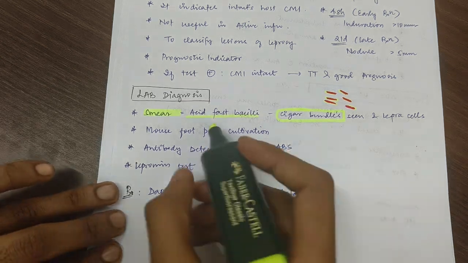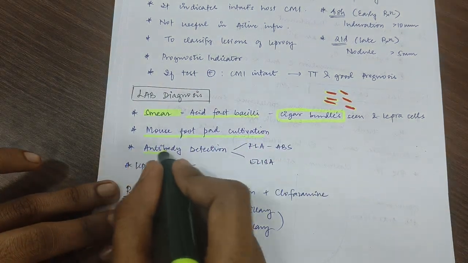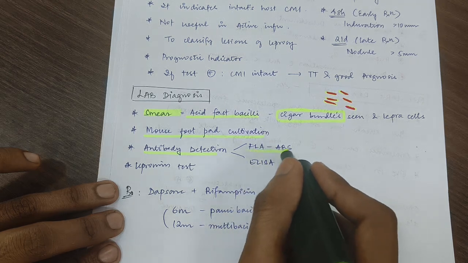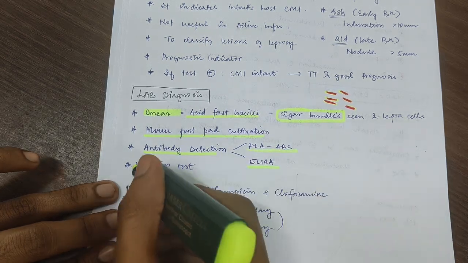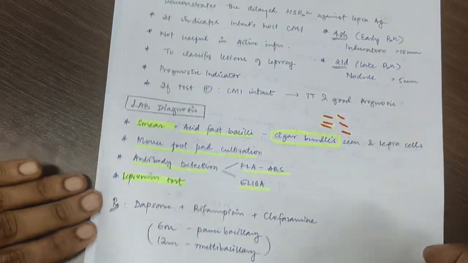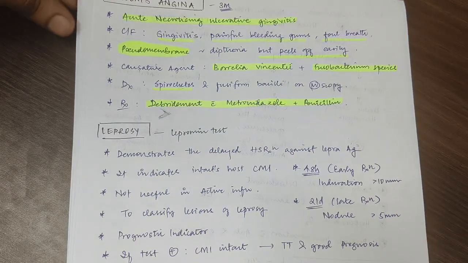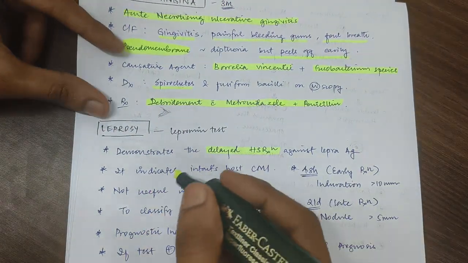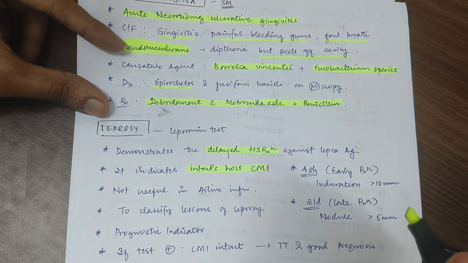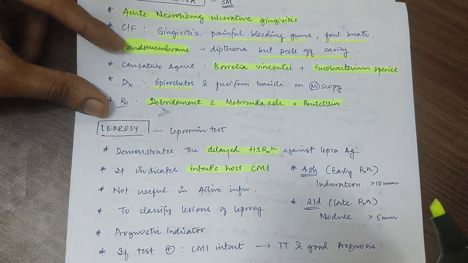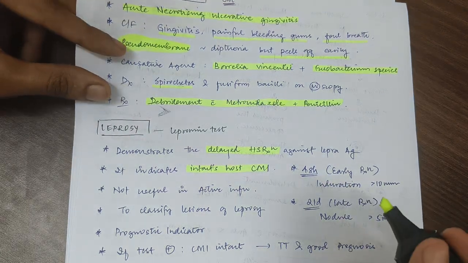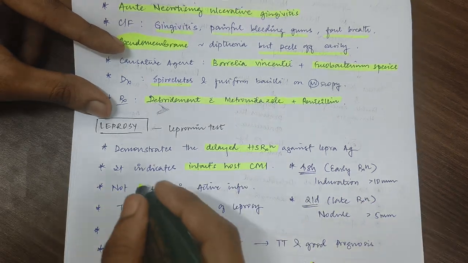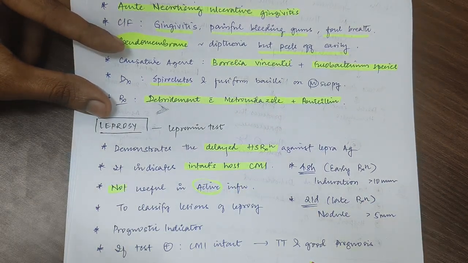Then mouse footpad culture, then antibody detection via fluorescent antibody absorption, then ELISA, then lepromin test. Coming to the lepromin test, that is important. What is lepromin test? It is going to demonstrate the delayed hypersensitivity reaction. It indicates the intact host immunity. If this test is positive, it indicates the host immunity is good or intact. It is not useful in acute.